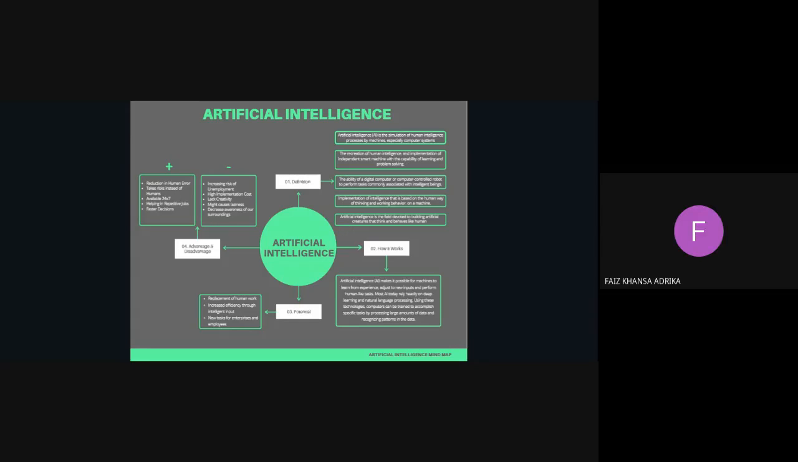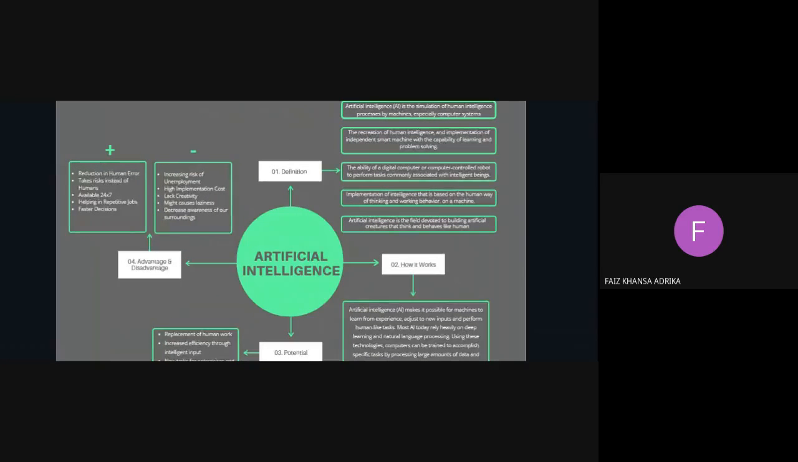Okay, hello friends. It will be a short one because we didn't actually make any presentation. We just made a mind map of artificial intelligence, as assigned the week before. So this is our mind map.